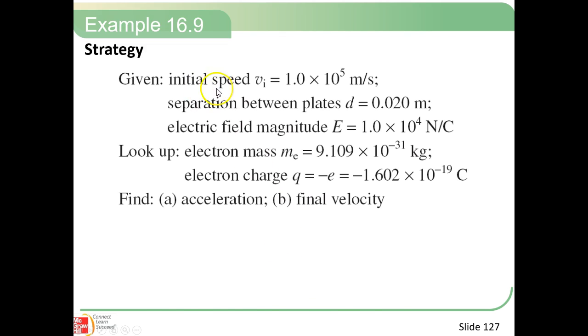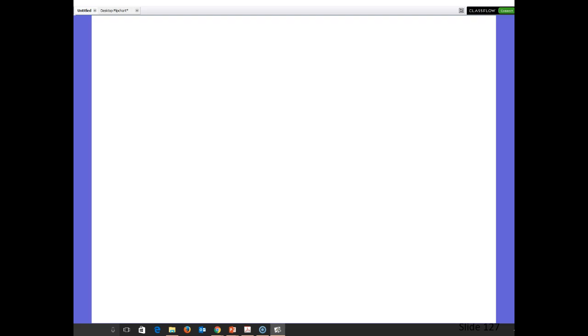In order to do this problem, we've got a few things we have to know. The first one is the initial speed of the electrons, the separation between the plates, and the electric field magnitude. We'd have to look up the electron mass and the charge. Remember, that's in 16.1, and then we're going to find the acceleration and the final velocity. So let's go ahead and get started doing that.